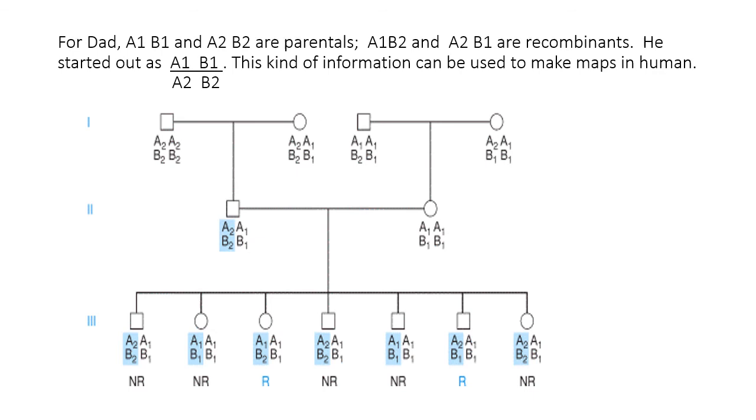Okay, so back to our original. For the dad, his configuration is A1, B1 over A2, B2. Now, I could have written this A2, B2 over A1, B1. It doesn't matter. But the fact that we know what the parental is means we can say whether there's been a recombination event or not to give the recombinant progeny in this particular cross.